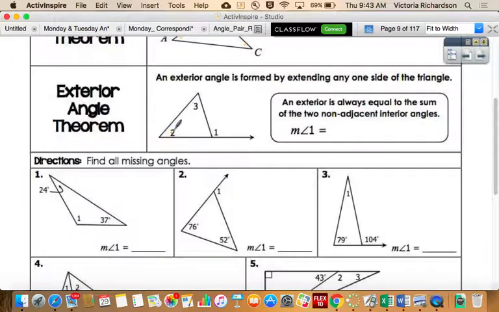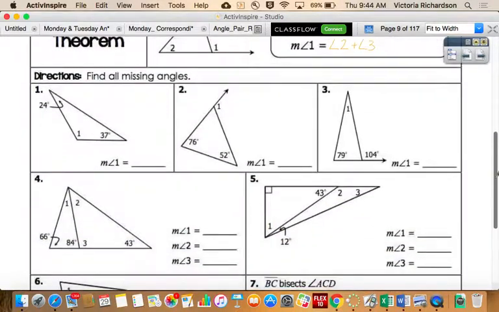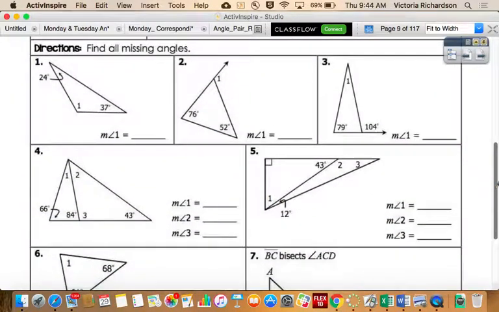And then we have these two interior angles that are sort of across from it. They're on the other side. And so an exterior angle is always equal to the sum of the two non-adjacent interior angles. So that means angle 2 plus angle 3. So in order to find all the missing angles, we got to look at some examples.